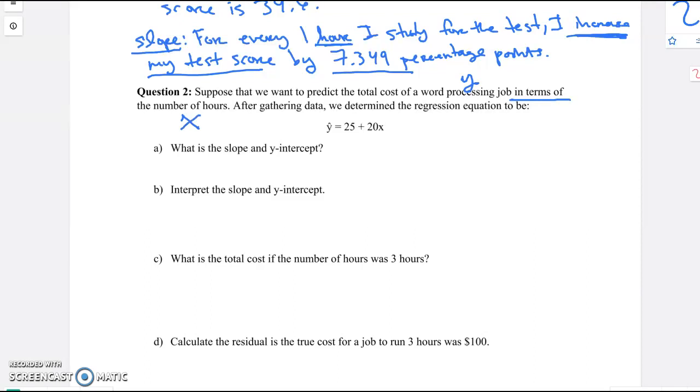So in this case, my Y value is the word processing job, or the total cost of the word processing. So this is the total cost. I can just go ahead and write that. My Y hat is going to be my total cost.